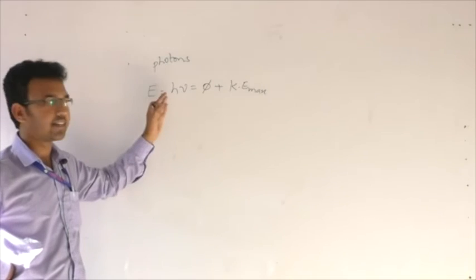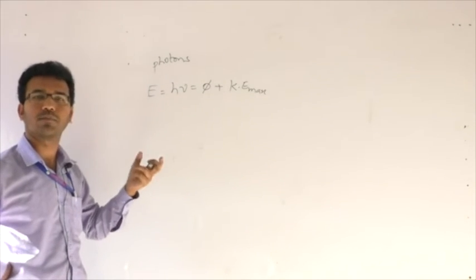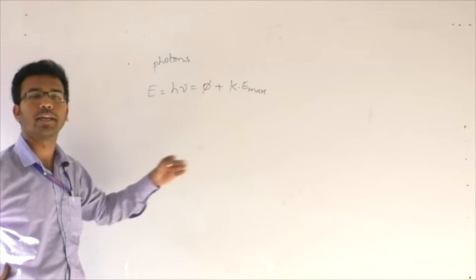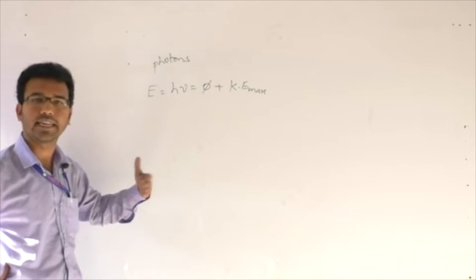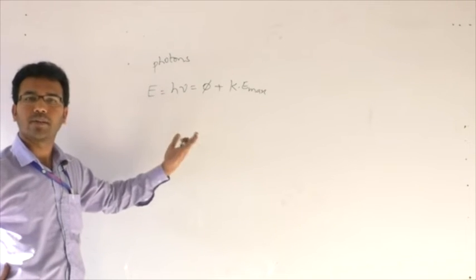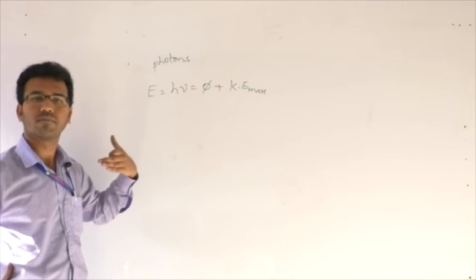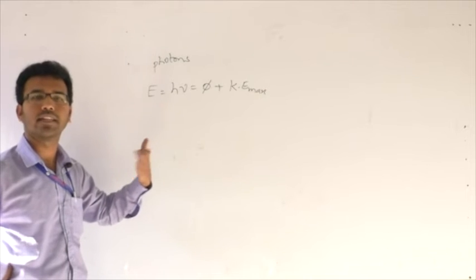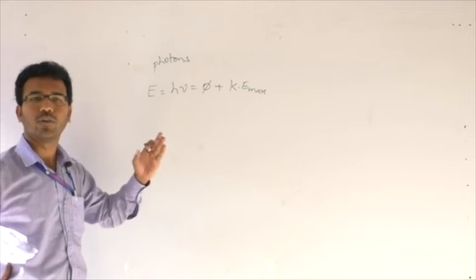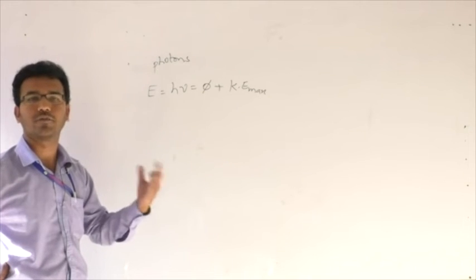So scientists have concluded that light must be both. It must behave both as a particle and as a wave, depending on the situation, depending on the interaction with matter. It may either behave like a wave or behave like a particle, depending on the interaction with matter. So they concluded that light is something which acts both as a particle and as a wave.